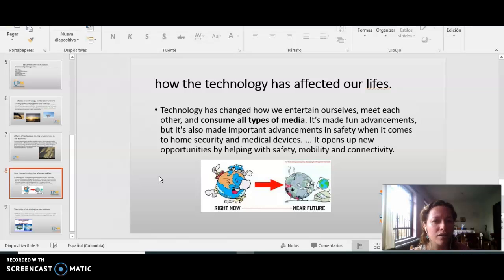How technology has affected our lives. Technology has changed the interactions of people, young, middle-aged, and older, through the medium of advances, but it has also made important advances in safety when it comes to home security and medical devices. It opened up new opportunities by helping with safety, mobility and connectivity.